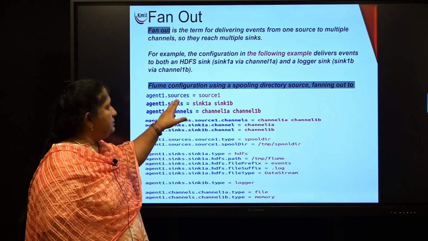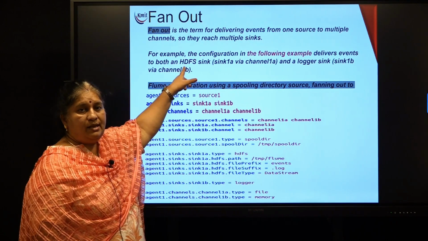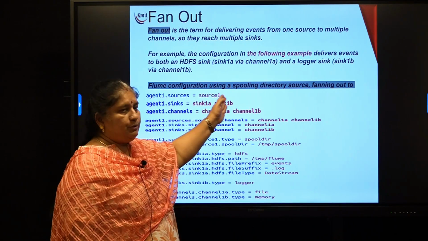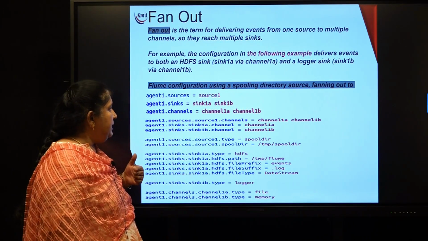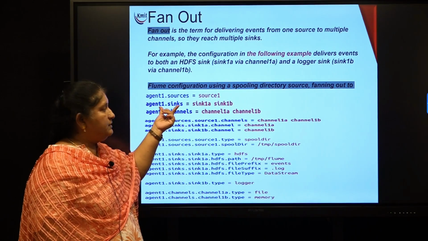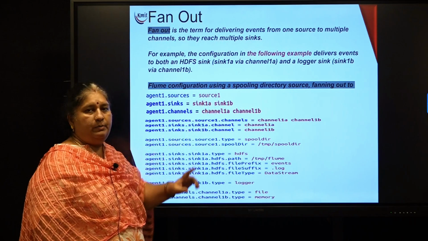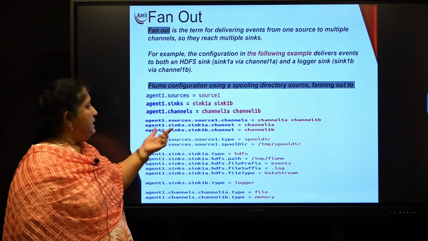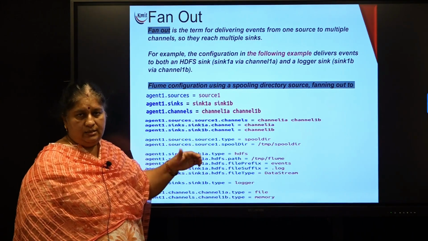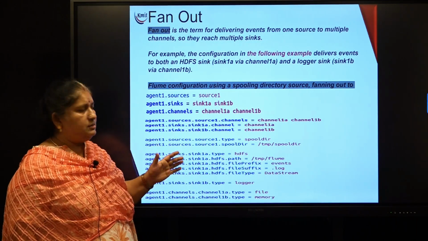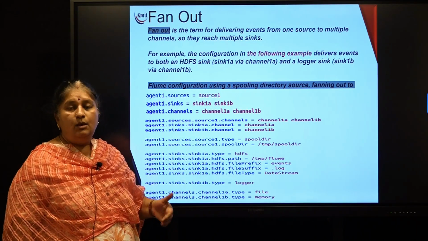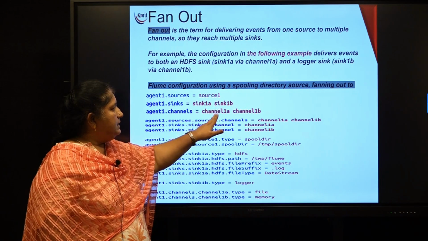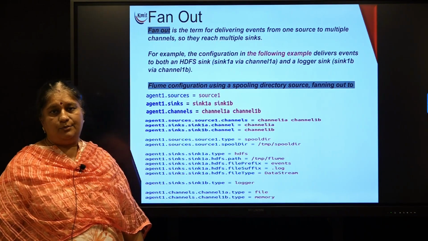Agent1.sources. How many sources are we talking about in this example? A single source, so source1. If there are multiple sources, you are supposed to write them separated by space. Similarly, how many sinks are we talking about in this example? Two sinks, 1A and 1B. How many channels? List out all the channels that are available. The moment you see multiple sinks and multiple channels, even without seeing the rest of the theoretical concept, suppose somebody gives you the script and asks what exactly this is and how many sinks and channels there are, you can say they have applied the concept of fan out.